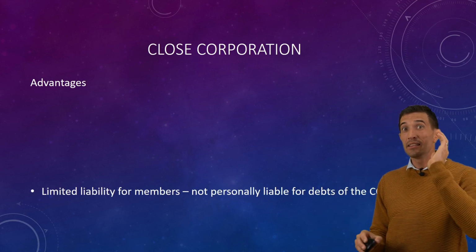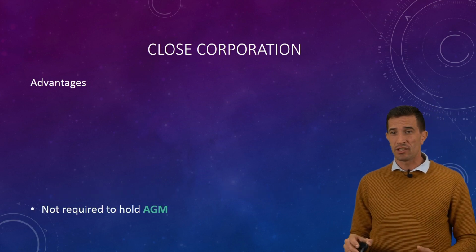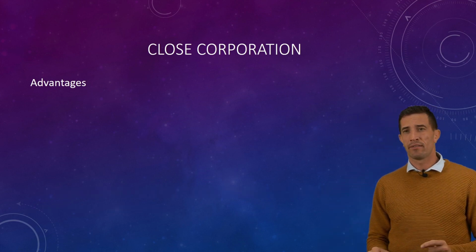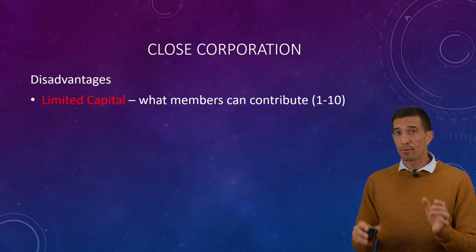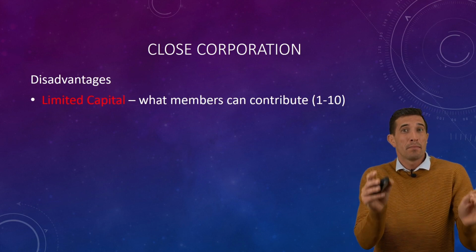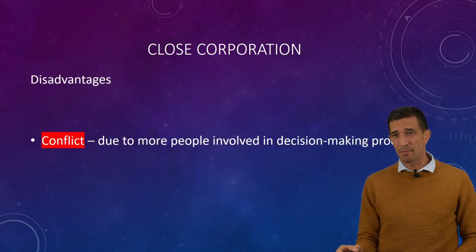Limited liability means they don't have to pay with their personal assets if there's liquidation, and they're not required to have an annual general meeting. The disadvantages: there's limited capital because it's only limited to what the members can bring forward, and that's 1 to 10 members. Slow decision-making process.